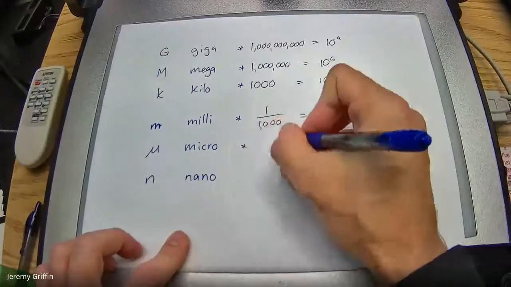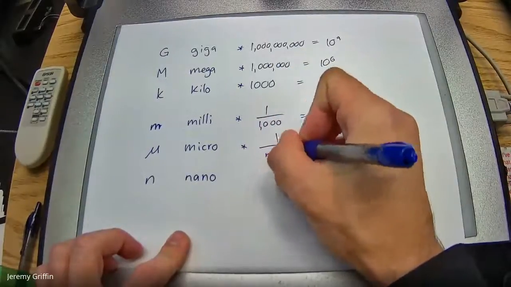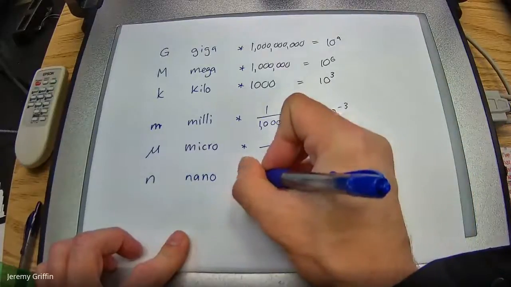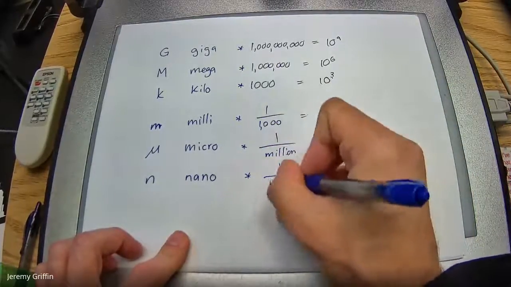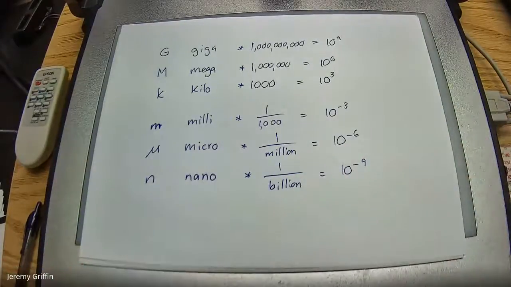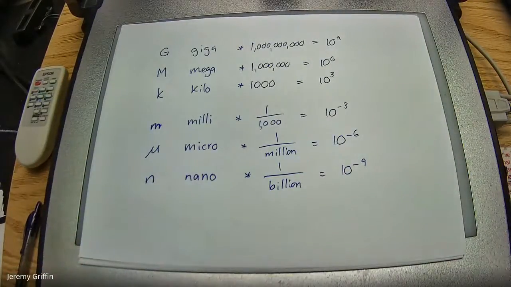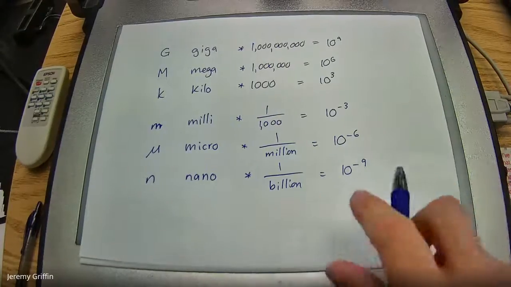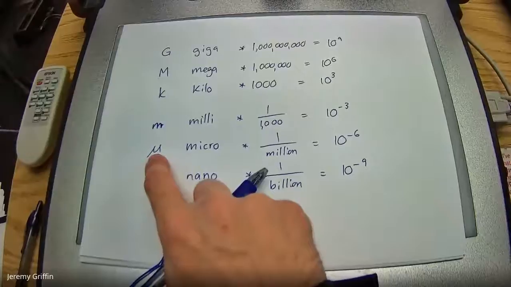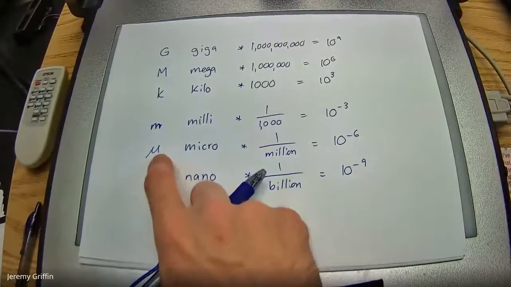Micro, that's 1 in a million, which is 10 to the -6. And nano is 1 in a billion, which is 10 to the -9. And smaller is like pico, right? So micro, the prefix is the Greek letter mu, which looks like a U with a tail on it.